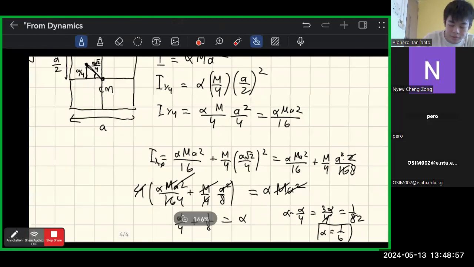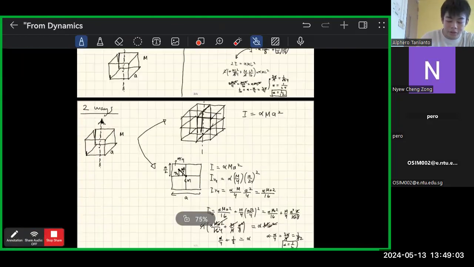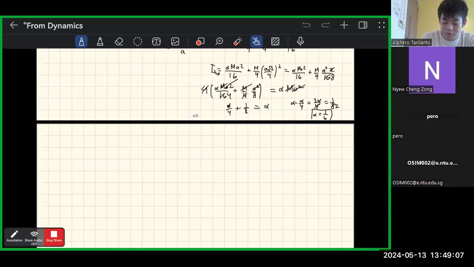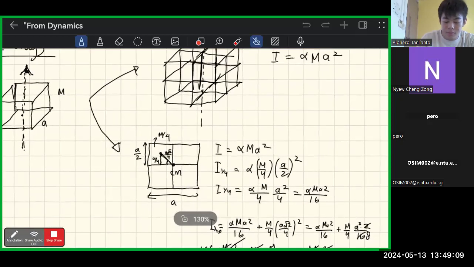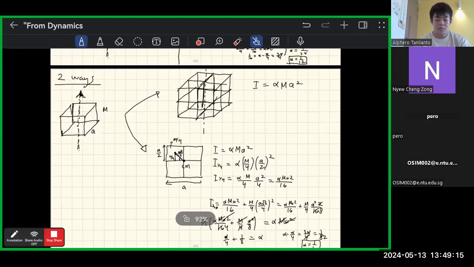Yeah, it's 1 over 6. So that's how you do that. Any questions? Why can we use ml square for a square when it's not a rod? Or like why is that equation applicable to this shape? Or like possibly every other shape?